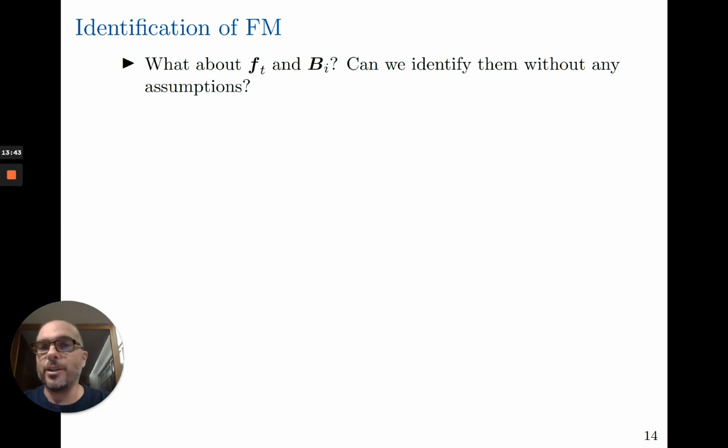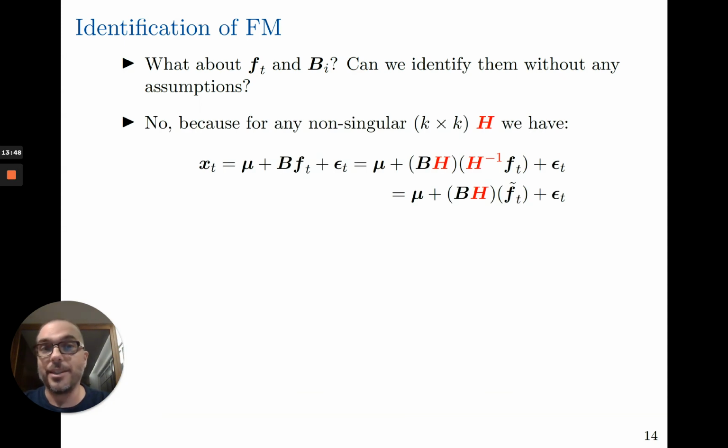How do we go on identifying f and b? Can we do it without assumptions? Not really, because for any non-singular k by k matrix H, we are going to have x equals mu plus bf plus epsilon equals mu plus bH, I'm going to multiply and divide by H, H inverse f plus epsilon. So we have mu plus bH f tilde. I'm going to call this f tilde.